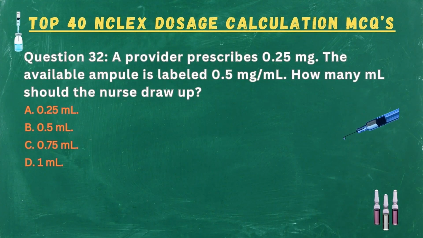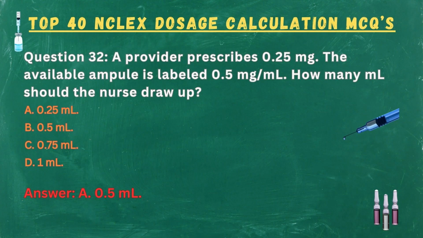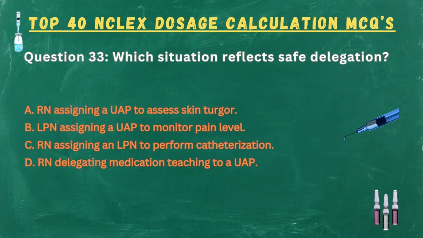Question 32. A provider prescribes 0.25 milligrams. The available ampoule is labeled 0.5 milligrams per milliliter. How many ml should the nurse draw up? A. 0.25 milliliters. B. 0.5 milliliters. C. 0.75 milliliters. D. 1 milliliter. Answer: A. 0.5 milliliters.